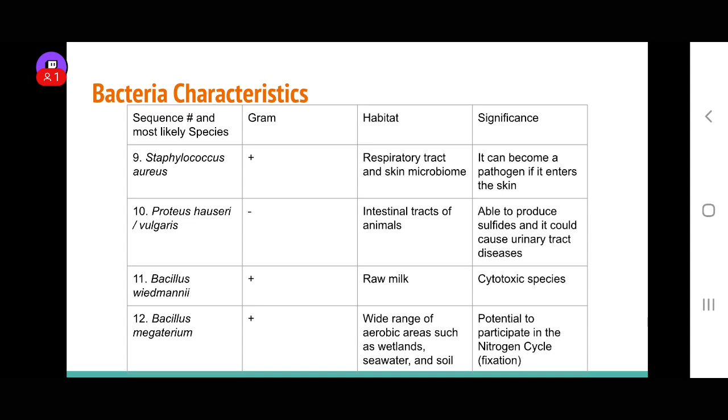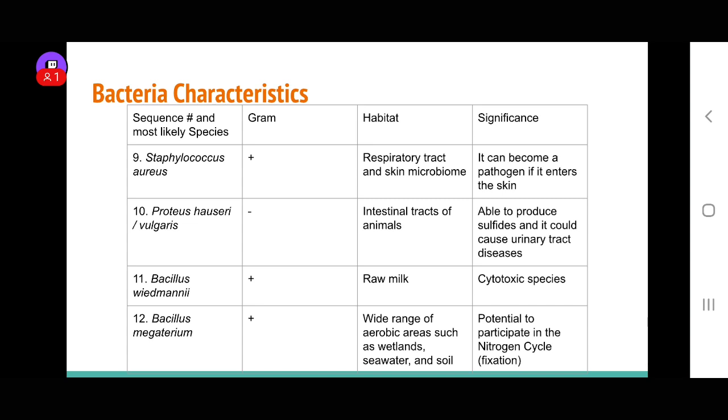Sequence number 11 was most like the sequence of Bacillus weidmanni in the BLAST database. Bacillus weidmanni is a gram-positive bacteria. It's found in raw milk, and it's known as a cytotoxic species.